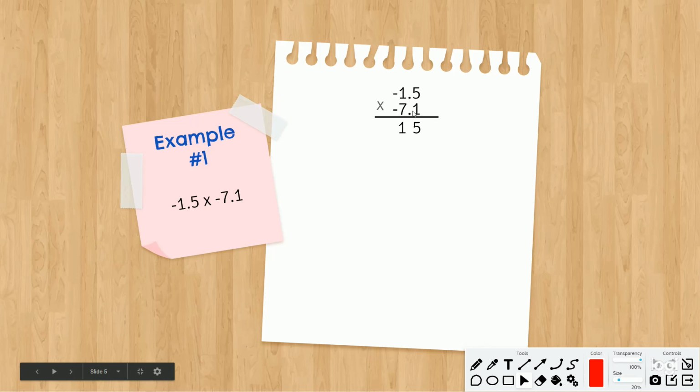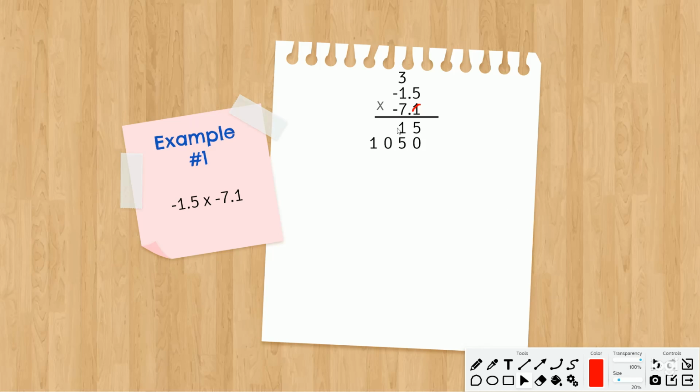Then I'm going to move over to the next one, so I'm no longer using this place value, so that means I can add a 0 down below, and then I'm going to start with the 7. So 7 times 5 gives me 35, so my 5 goes down here, and my 3 goes up on top. And then I have 7 times 1, which is 7, plus 3, which gives me 10.